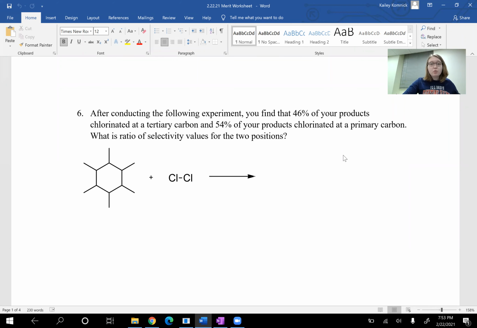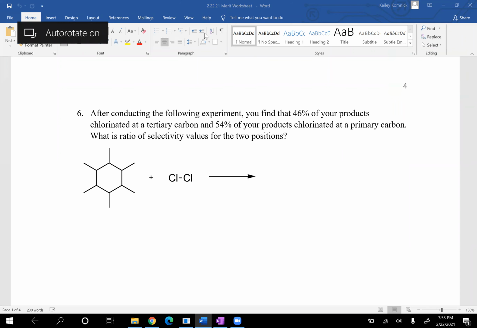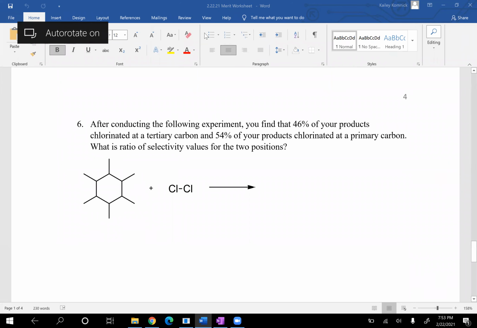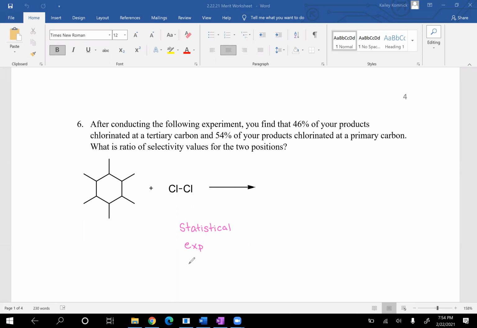Now, whenever we do one of these selectivity problems where it's asking for these selectivity values, we're actually going to use somewhat of a table to figure this out. So I'm going to go ahead and draw that table. We're going to have a row for the statistical. We're going to have a row for the experimental. And then we're going to have a row for the selectivity.